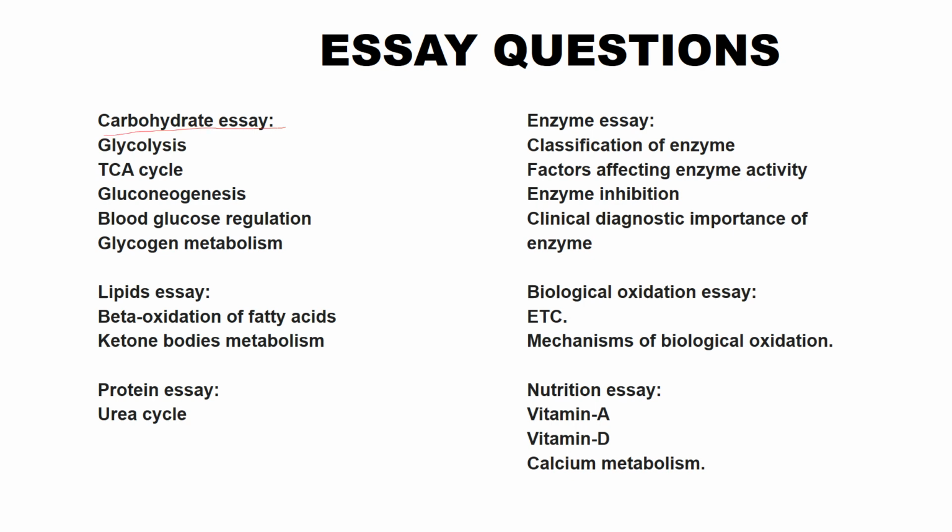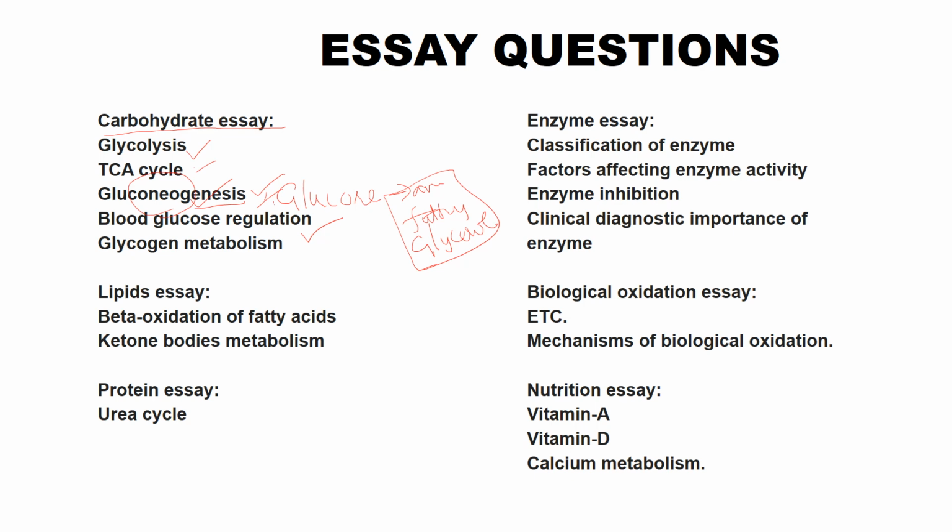So in the carbohydrate essay, you can expect the glycolysis pathway, TCA pathway, and gluconeogenesis. Gluconeogenesis is different, because glucose synthesis from non-carbohydrate compounds is nothing but gluconeogenesis. Neo means non-carbohydrate compound. Genesis means synthesis. So you have to write that from non-carbohydrate compounds like amino acids, then fatty acids, then glycerol, you are also able to produce glucose. These are the points which have to be included particularly for this question.